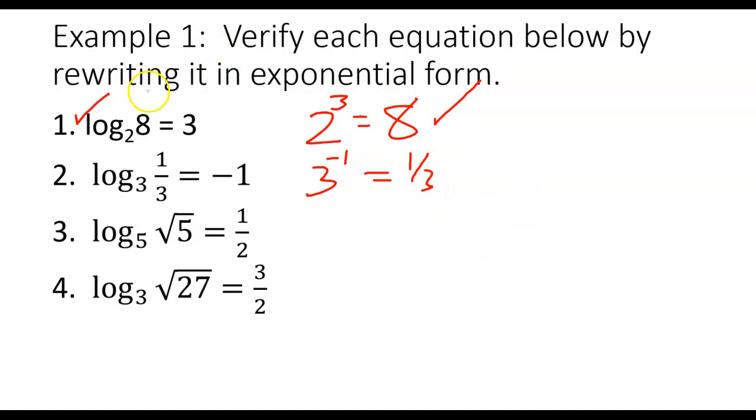And this is a true statement as well. 3 to the -1 power means the reciprocal of 3, which is in fact 1/3. So that's a true statement, and therefore so is this. All right, so let's do this one as well.